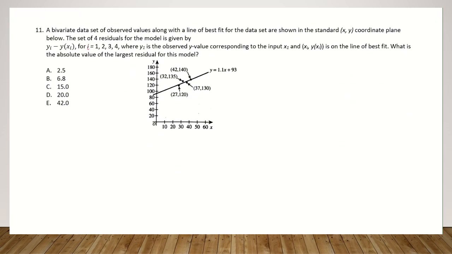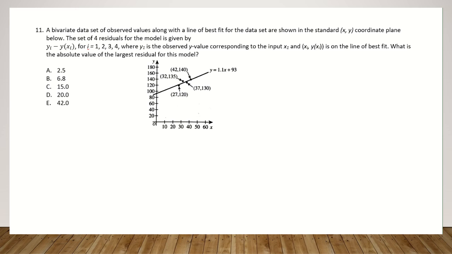Okay. Next problem, a bivariate data set of observed values along with a line of best fit for the data set are shown in the standard XY coordinate plane below. The set of 4 residuals for the model is given by y sub i minus y of x sub i for i equals 1, 2, 3, 4, where y sub i is the observed y value corresponding to the input x sub i and y of x sub i is on the line of best fit. What is the absolute value of the largest residual for this model?